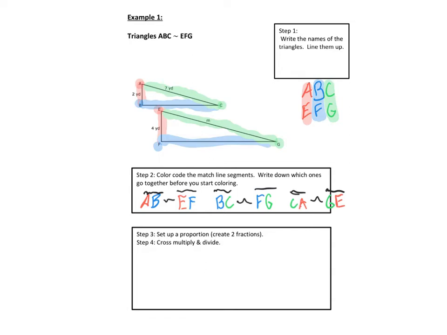Alright, so now we need to do step 3. We're going to set up a proportion. So that's just those two fractions. So we do side equals side, and there will be fractions that we get to fill in. Now we need to look up at the triangle. We have 4 sides given. We have 1, 2, 3, and the fourth one is an M, which means we don't know it. We have to find it.